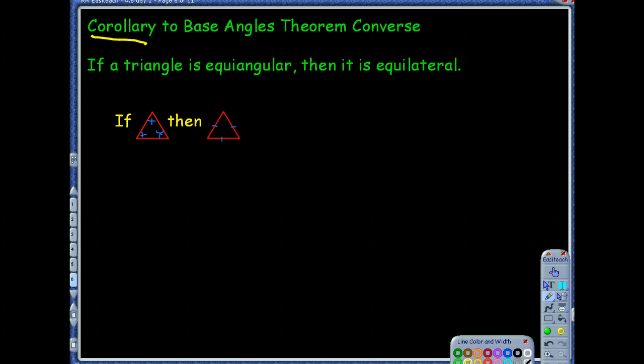So there is the converse of the BAT corollary, and it's just flip-flopping what we did. If you know it's equiangular, so all the angles are congruent, then of course it's equilateral, which means all the sides are congruent. So going back to the very first section, when we classified triangles, now we know this. If we know stuff about the sides, then we can say stuff about the angles, which is kind of nice. So just keep that in mind.